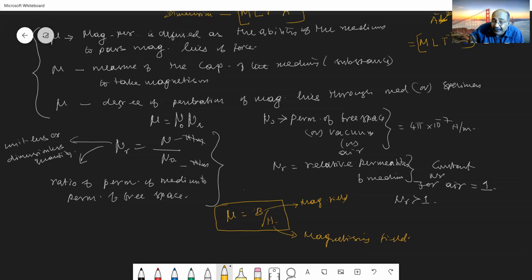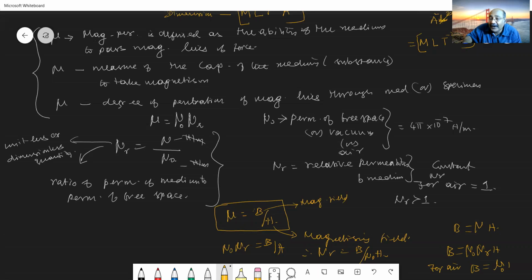How can this be written? mu can be written as mu 0 into mu r is equal to B by H. So therefore mu r can be written as B divided by mu 0 into H. Otherwise we can write the formula as: B is equal to mu into H, or B is equal to mu 0 into mu r into H. And if we take it for air, B is equal to mu 0 into H.